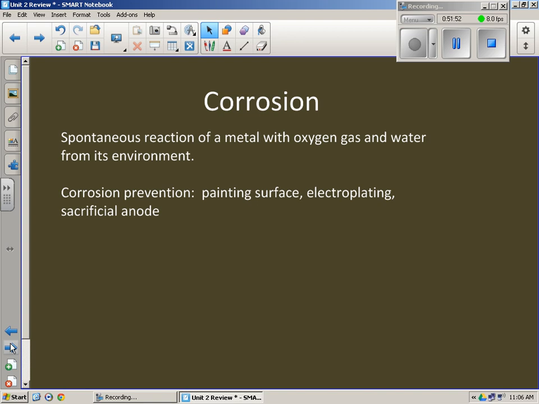Okay, chrome bumpers, for example, are an example of that. Chrome bumpers are basically a layer of chromium over top of steel, right? It's plating of chromium so that the steel doesn't come into contact with the oxygen or the water. And of course, sacrificial anodes.